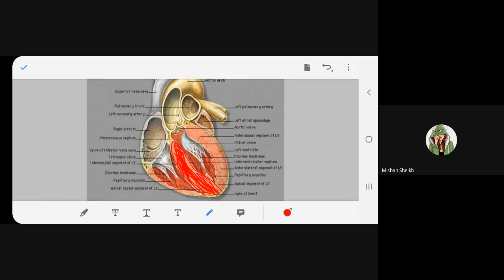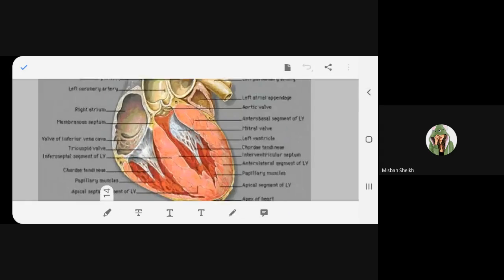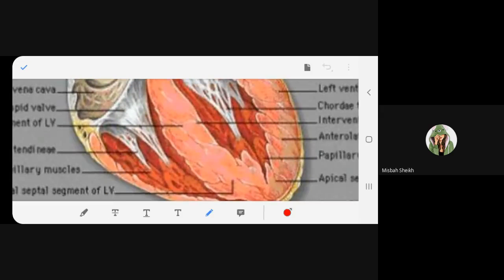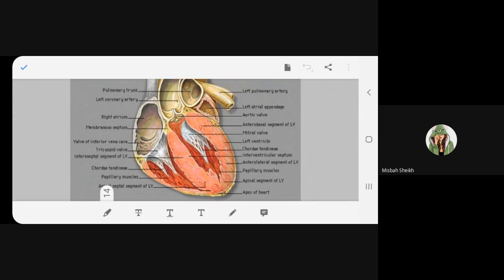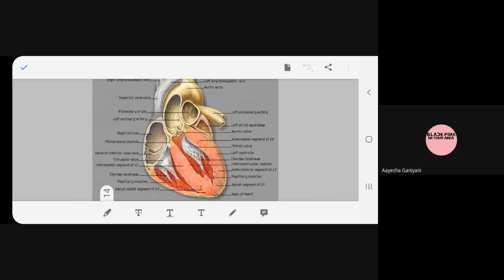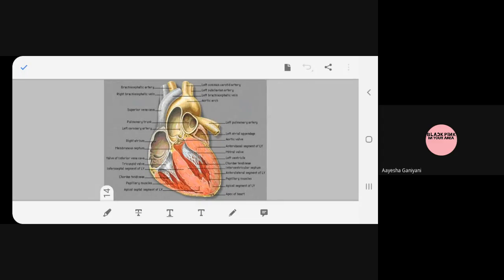And these are valves. Can you see the valves? Yeah, these are the valves. Let me show you. These are the valves. Got it? These are controlling the flow. Got my point? Okay? Yes, ma'am. So, this is detailing, but I just wanted to show you how the heart looks. Okay?